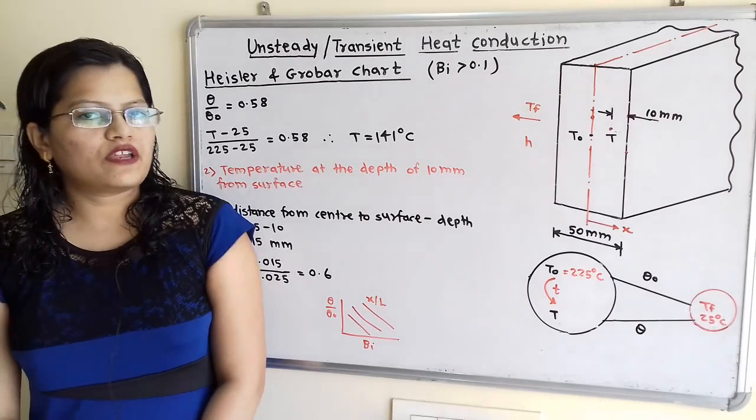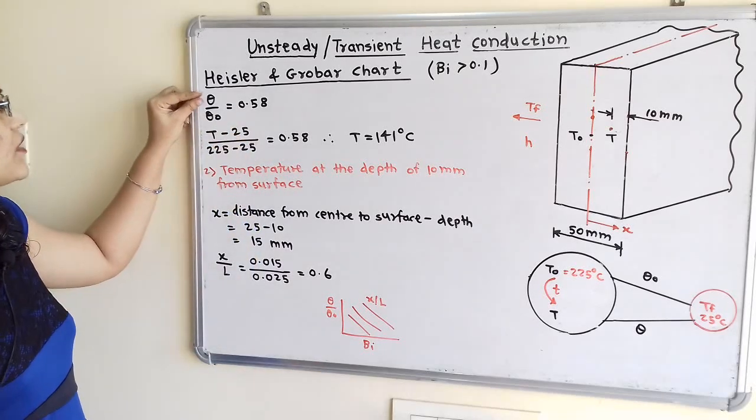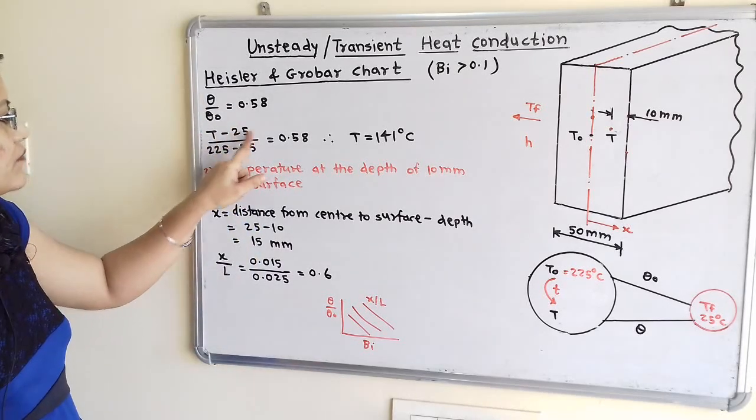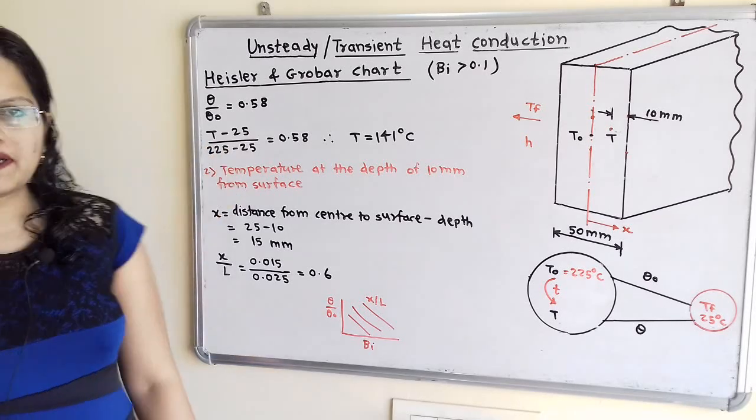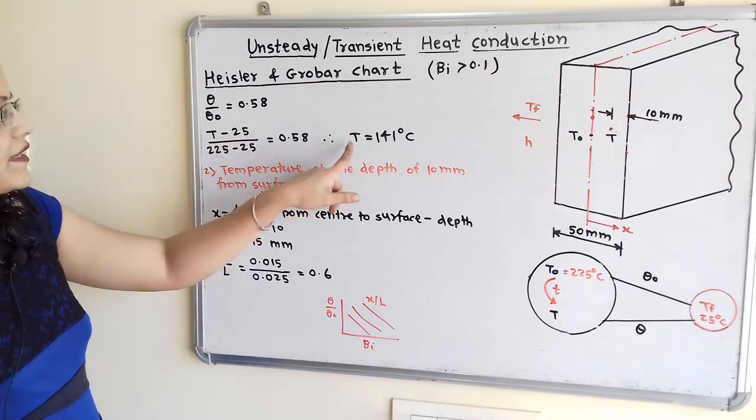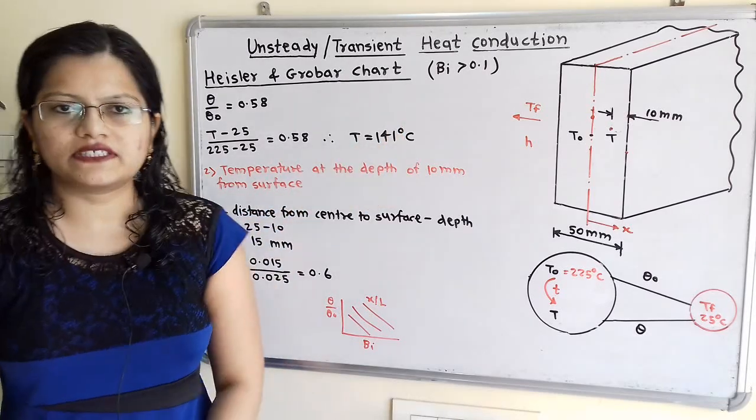And if we draw this line, it is in between 0.5 and 0.6, and approximately nearer to 0.6. So the value of theta by theta O is equal to 0.58. From the graph, the value is 0.58. Now we will put the values of theta and theta O: (T minus 25) divided by (225 minus 25) is equal to 0.58, and T is equal to 141 degrees Celsius.